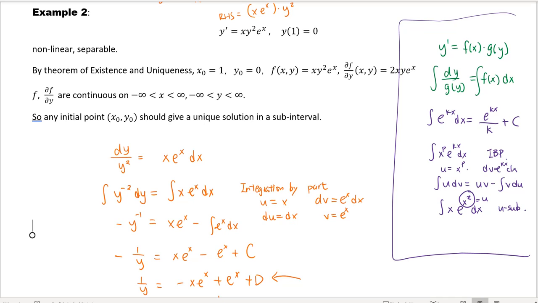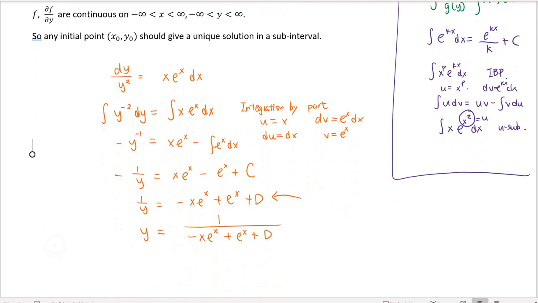Let's see. Oh, what happened? Can you see, because y is in the denominator, we can't plug in 0. Okay? So now what happened?